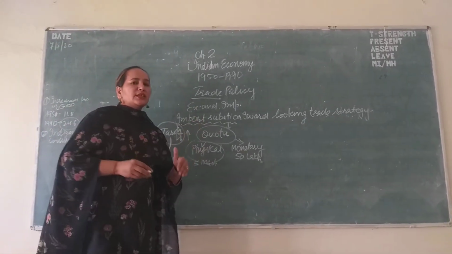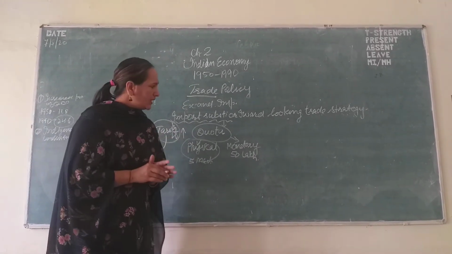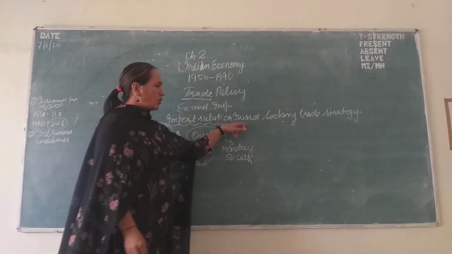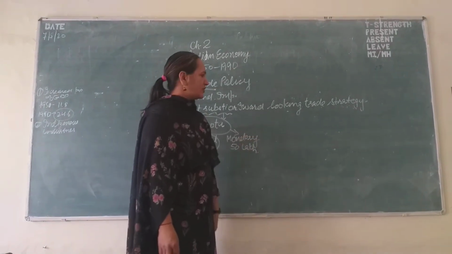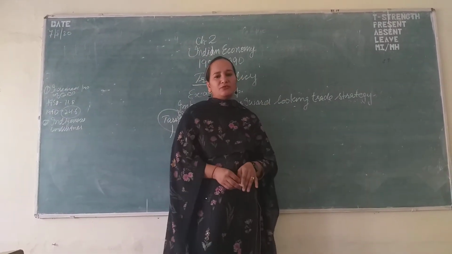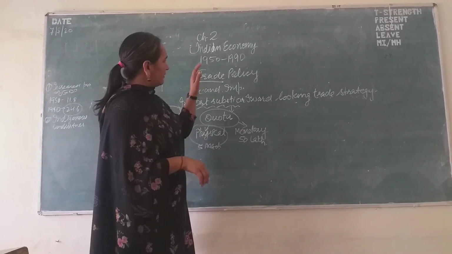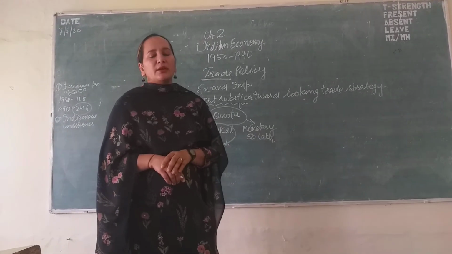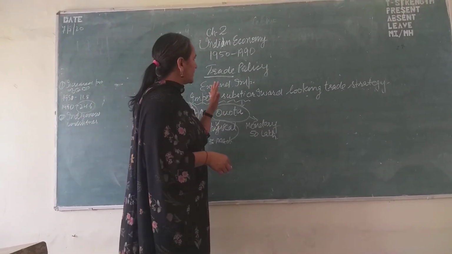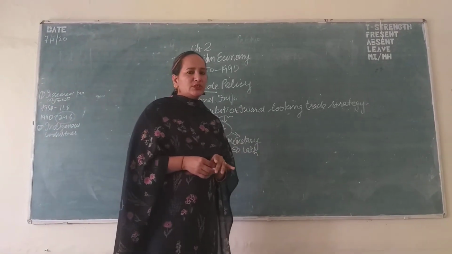So the imports in the country were reduced. We were producing the goods within the country. That is also called inward looking trade strategy of the government. We have to see within the country. Now till the 1990s, there were heavy restrictions on import. That's why import has declined. Industrial production has increased in the country.